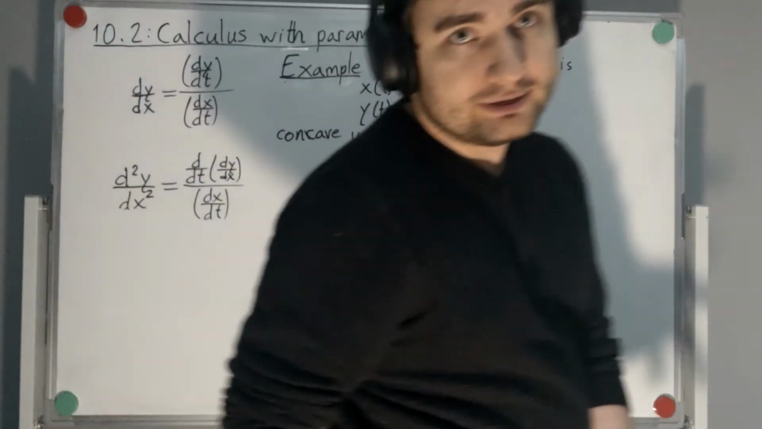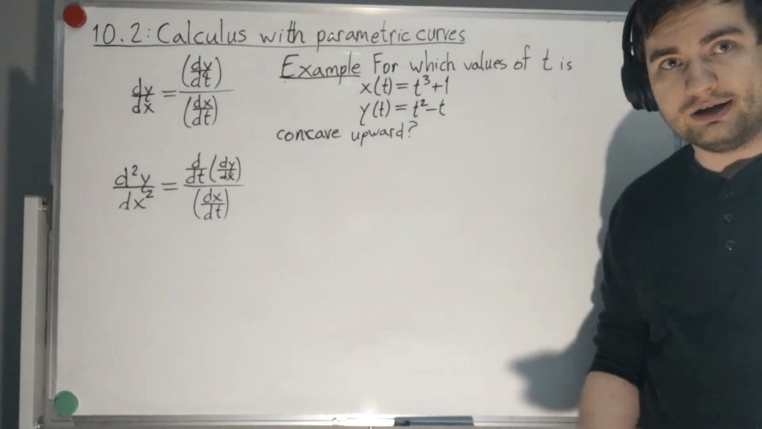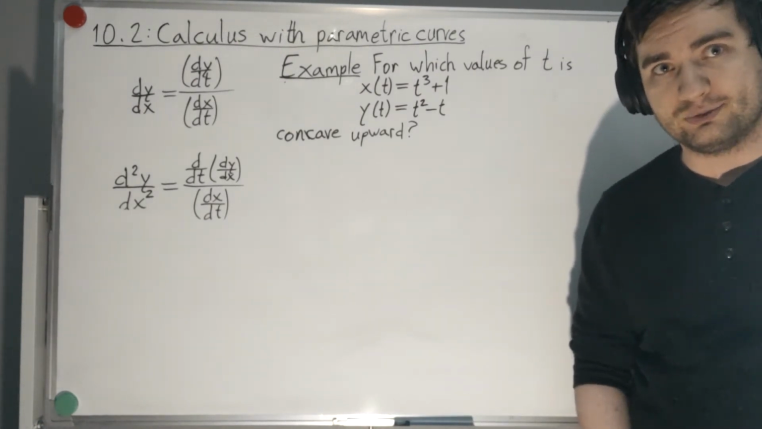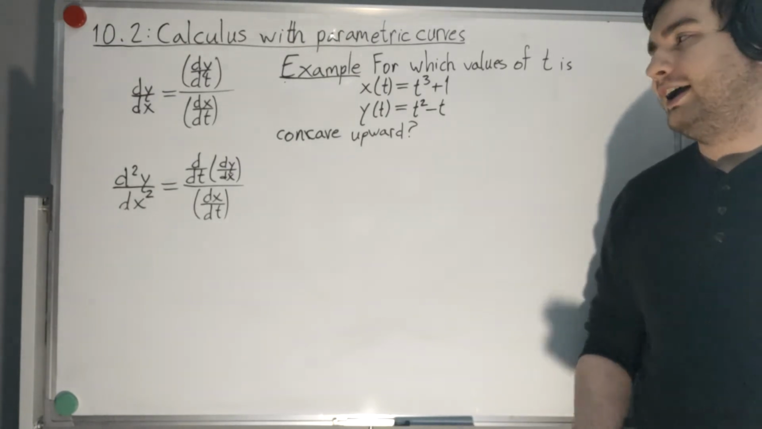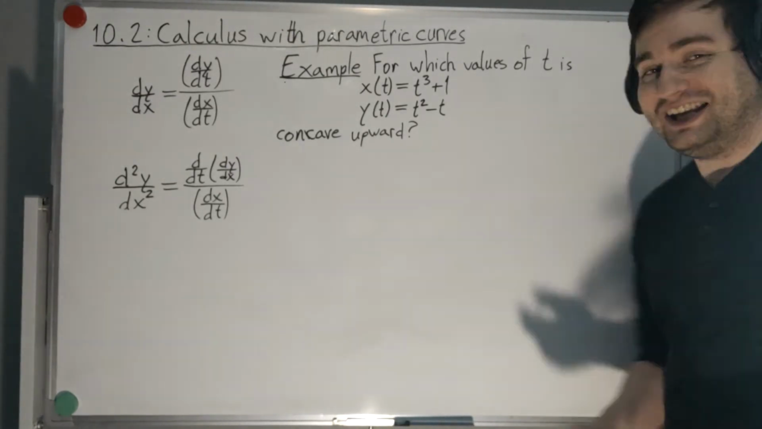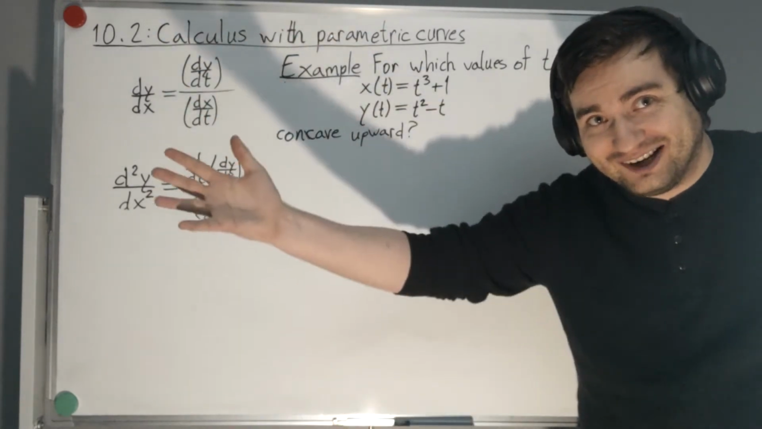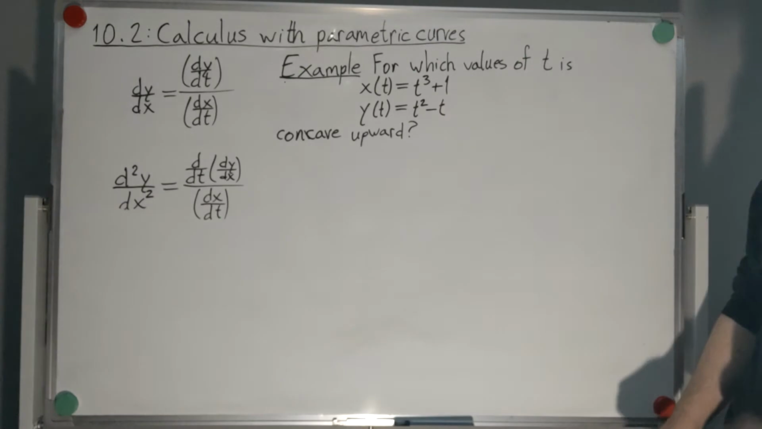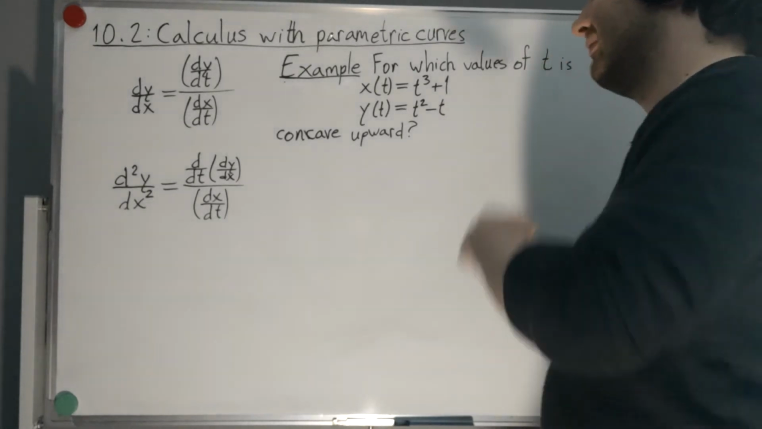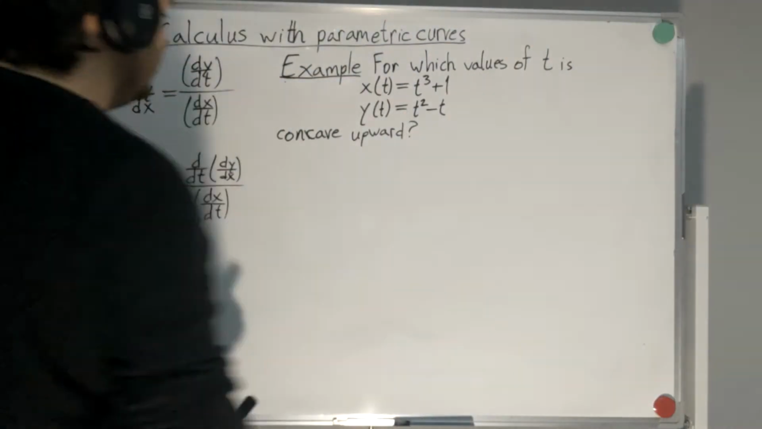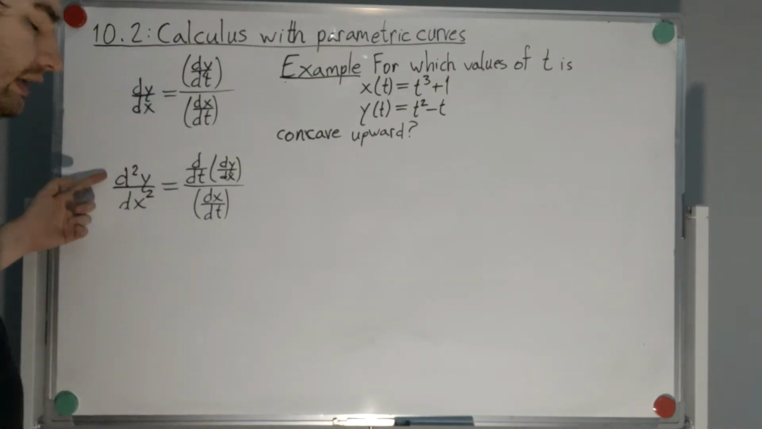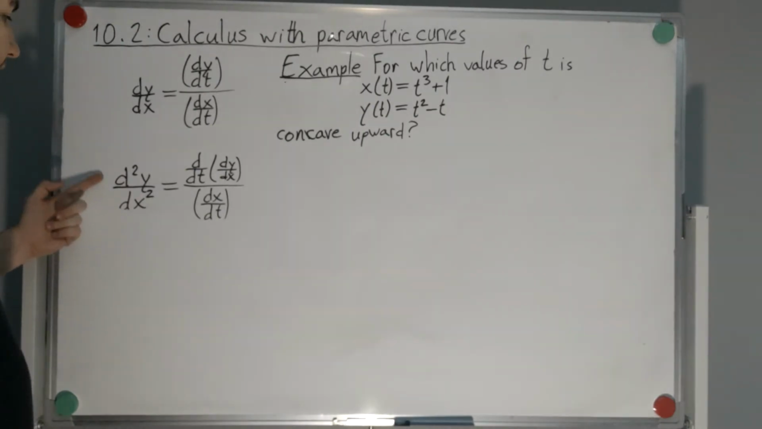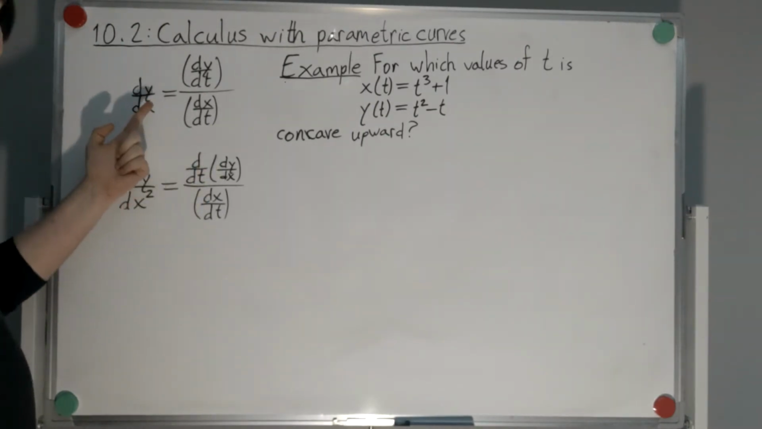So this question means the same thing that it would have meant in Calculus 1, it's just now you're dealing with a curve that you wouldn't have dealt with in Calculus 1. We're just asking at which values of t is the curve doing this kind of thing, as opposed to this kind of thing, curving upward instead of downward. Well, in order to figure that out, we're going to need d squared y dx squared. And in order to get d squared y dx squared, we're going to need dy dx, which is here.